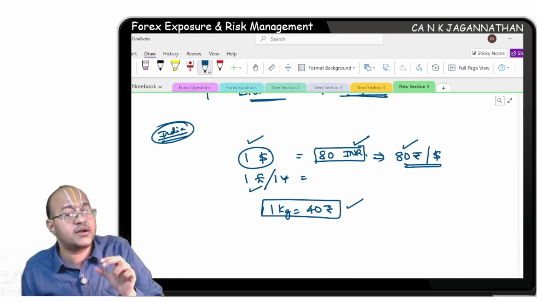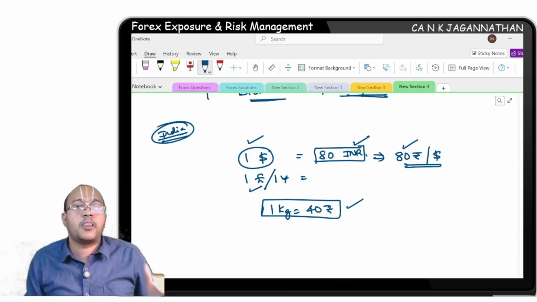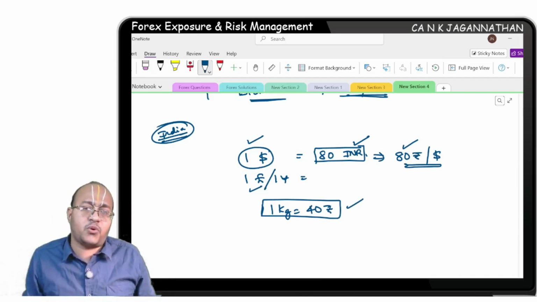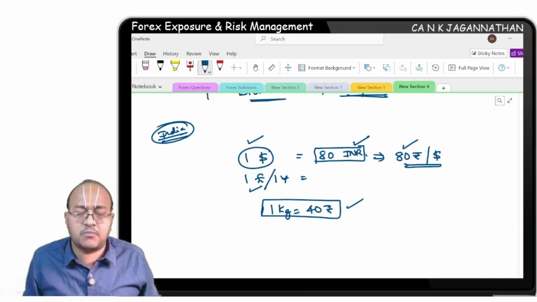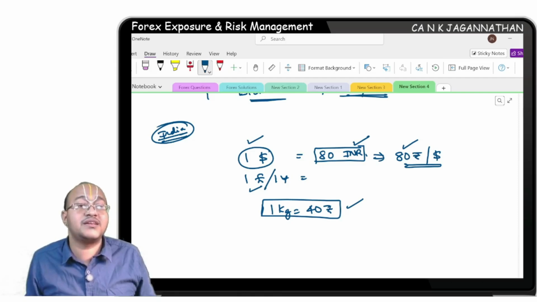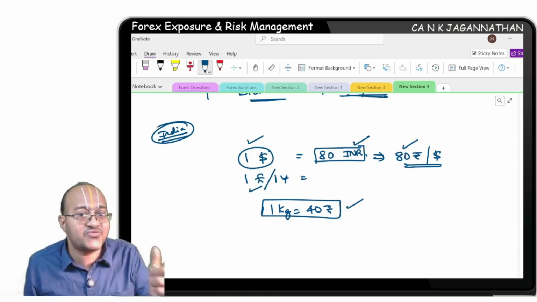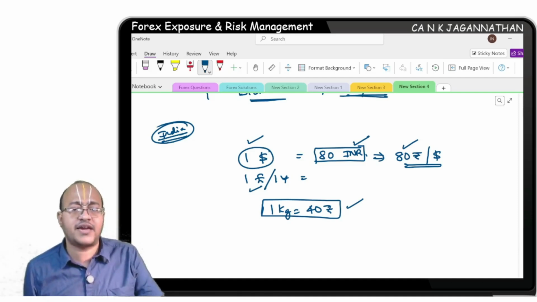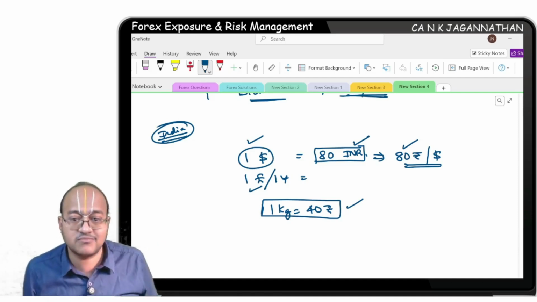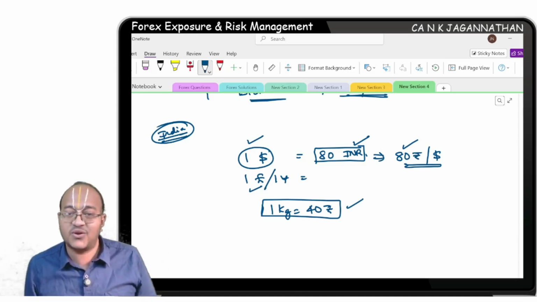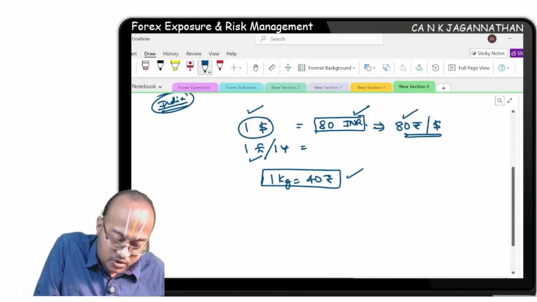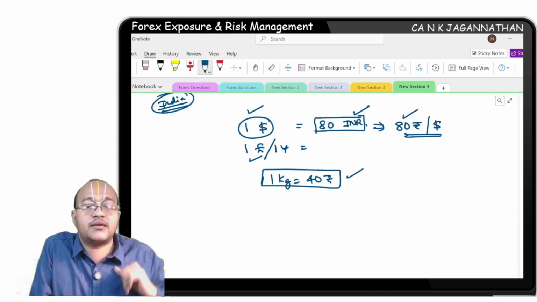Now we will try to understand what is an indirect quote. Assume you go to the same vegetable shop. Instead of tomato or onion, you ask for green chili. Can you ask for 1 kg of green chili? No. What will you do? I have 10 rupees in hand. Can you give me equivalent green chili, whatever it is? You will ask like this. So, if you say, I have 10 rupees, give me equivalent dollar.